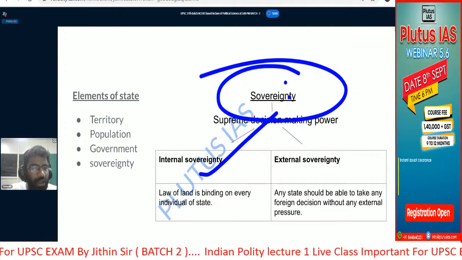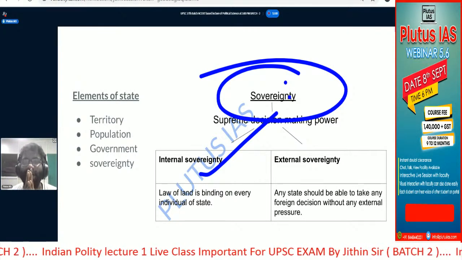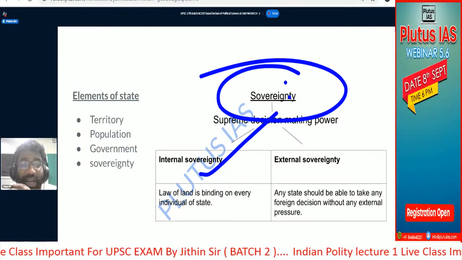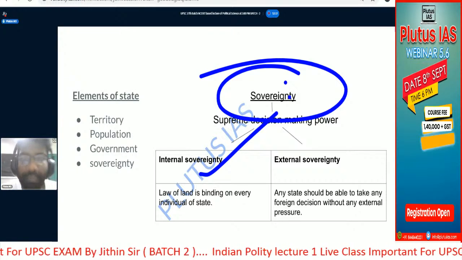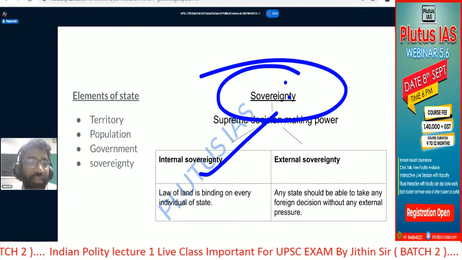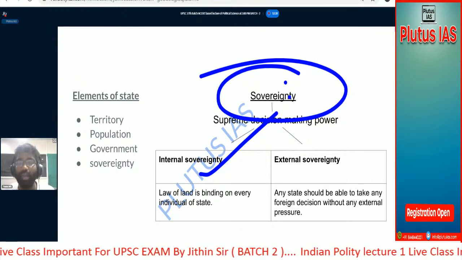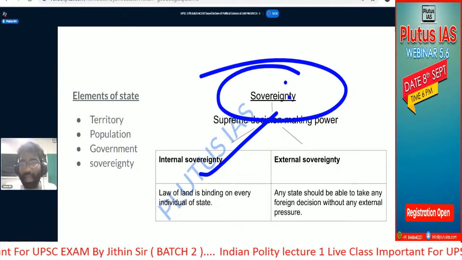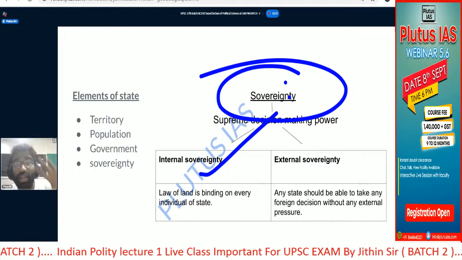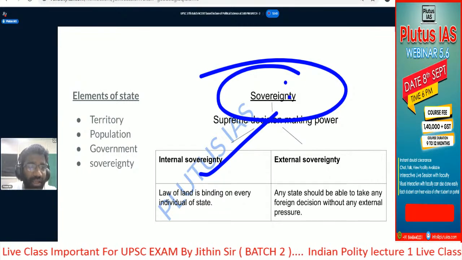Anyways, sovereignty is supreme decision making power. Any nation can take any individual decision. This example, we shall compare it with India. Suppose India is signing a treaty with Russia, and the US is coming and saying that no, you can't sign this treaty. Will we accept it? Will we not sign the treaty?